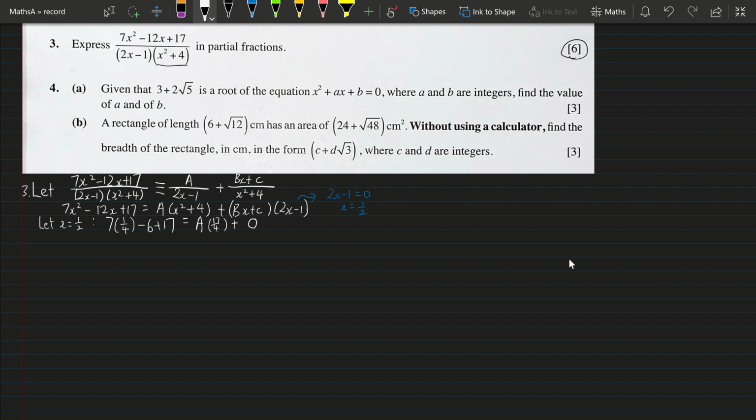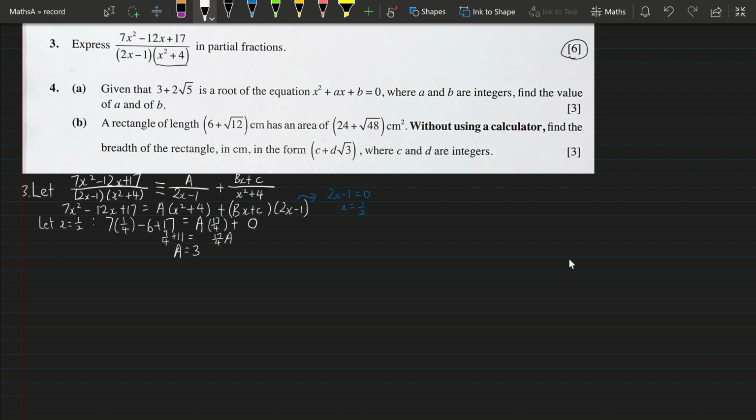So I'm going to have 7 over 4 minus 6 plus 17, which is plus 11, equals to 17 over 4 A, and then A will be a very nice number over here, A equals to 3. Done. So that's your first factor down.